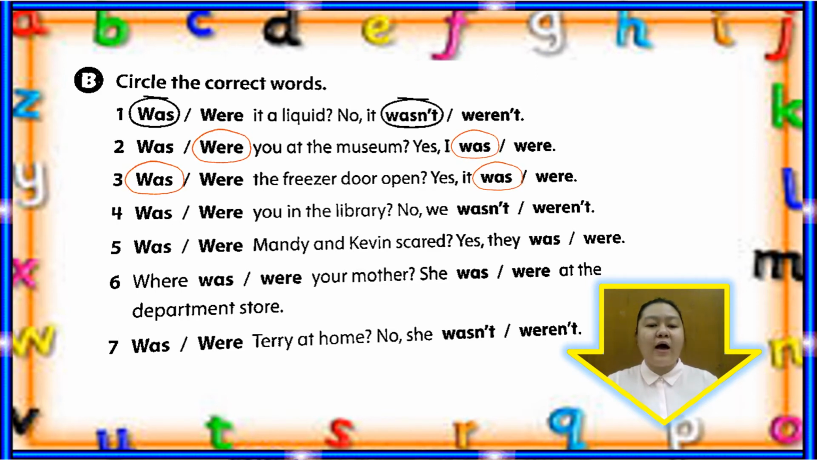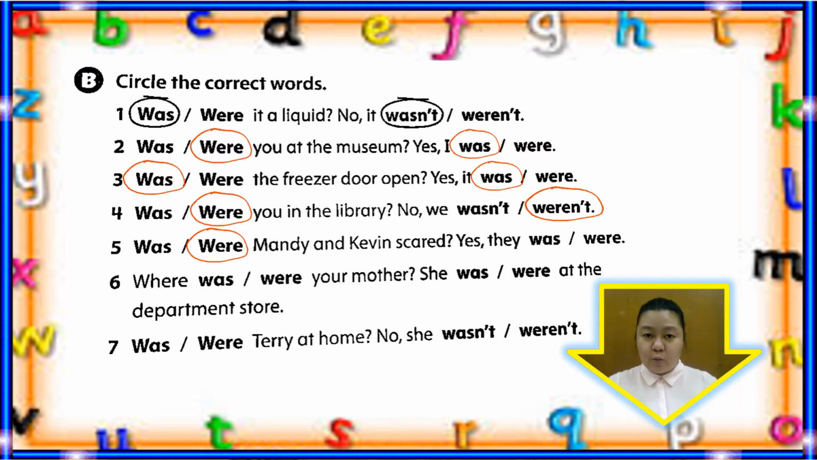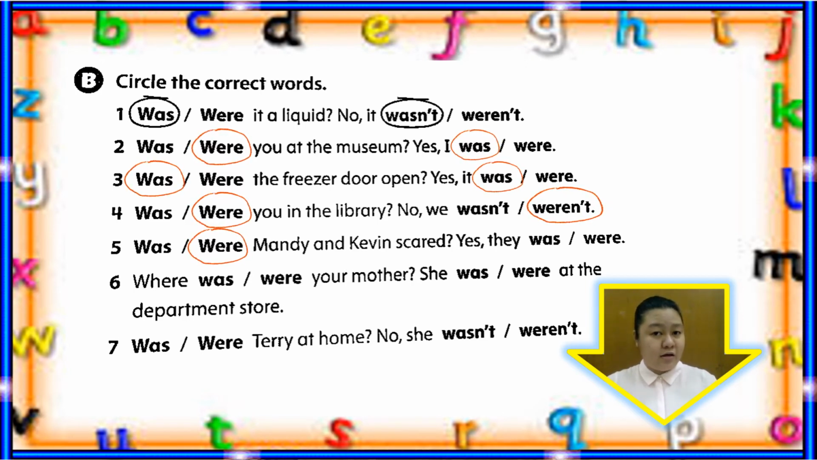Number 4, was or were you in the library? Again, we are using the pronoun you. Our answer is were. Now for the answer, no, we wasn't or weren't. We are using the pronoun we. So is it wasn't or weren't? Right, it's weren't. Number 5, was or were Mandy and Kevin scared? We say Mandy and Kevin. There's two of them, so we will be using were. Now for the answer, yes, they was or were. When you say they, it's in plural form, so our answer is were.